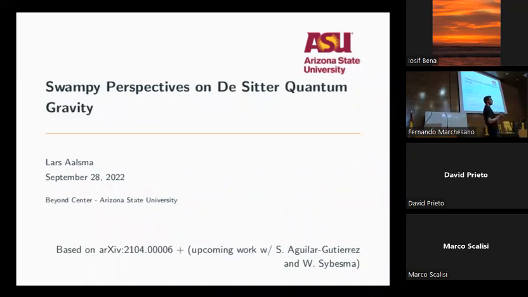What I would like to do today is offer a perspective on de Sitter space in relationship to the swampland that might be slightly different from typical works that talk about the swampland and de Sitter space. This is based on a paper that came out together with Aalsma, and there's also some upcoming work with Sergio, who's here at this conference, and also with Watson.